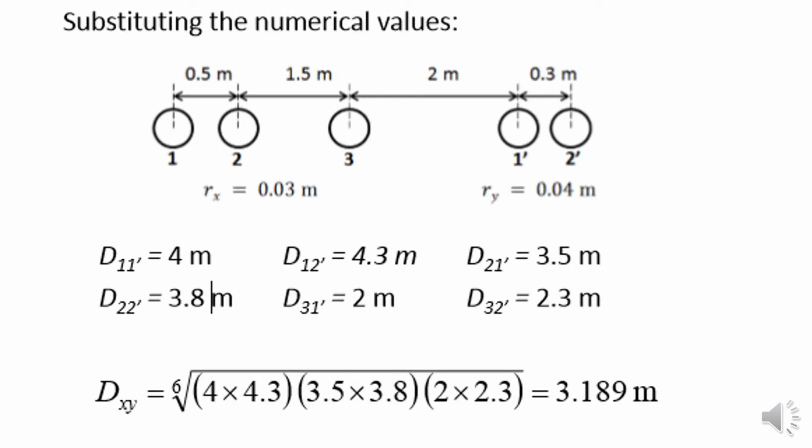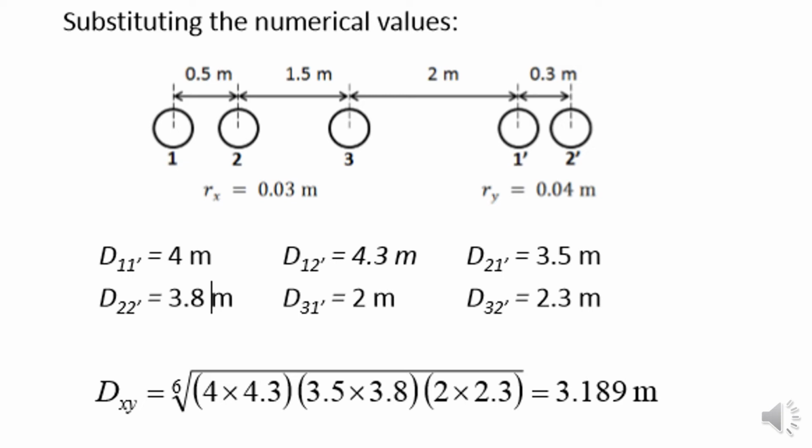So now we know what equations we are going to use. Now we are going to find those values, right? First of all we are going to find GMD, which is Dxy. So what is D1 1 dash? D1 1 dash, the distance between 1 and 1 dash, is 0.5 plus 1.5 plus 2, which is equal to 4 meters, right?